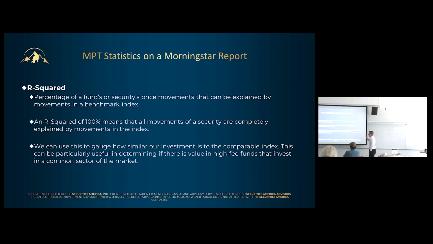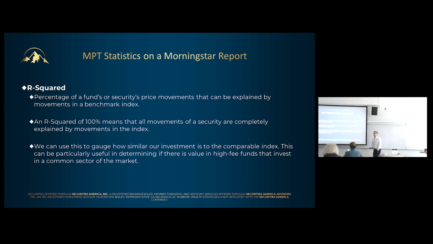So the next thing that we're going to look at is something called R squared, something that I mentioned as we began. R squared is one that I find difficult to explain the difference between this and beta to people sometimes, because they sound really similar. So what is R squared? R squared is the percentage of a fund or security's price movements that can be explained by movements in a benchmark index. Now that just sounds like I'm using different words to say the same thing, but I promise it is actually different.